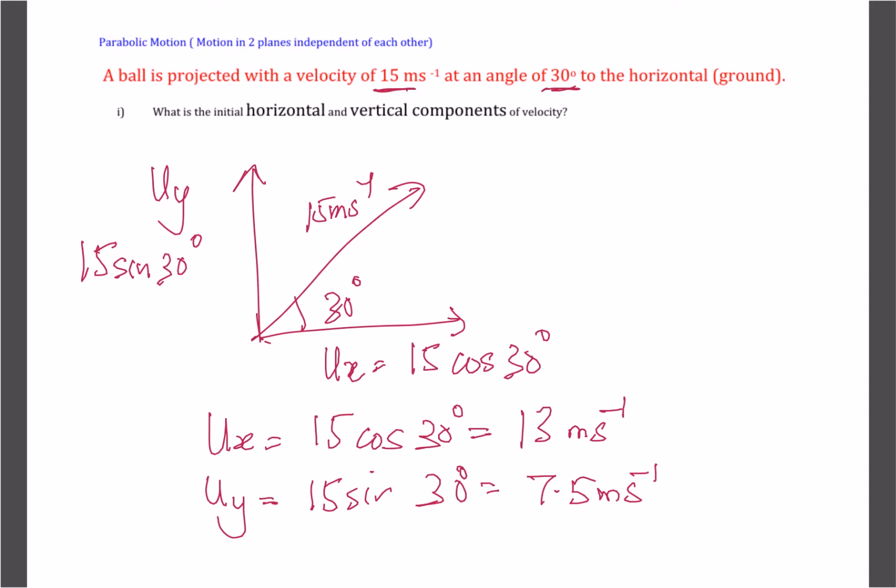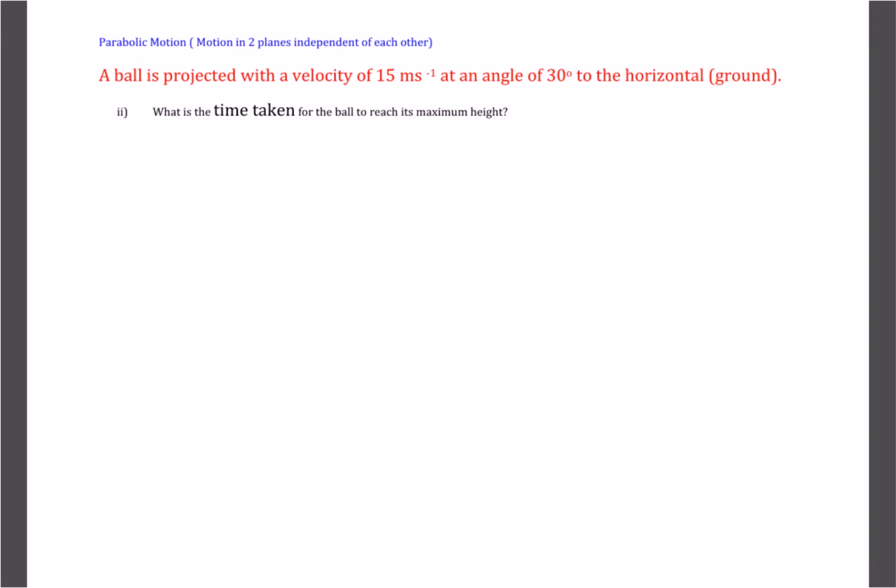So we have the first part of the values. We have ux as 13 and uy as 7.5 meters per second. Now the next question is, what is the time taken for the ball to reach its maximum height? Now remember, the motion in the x and y is independent of each other. So we just need to focus on the y value.